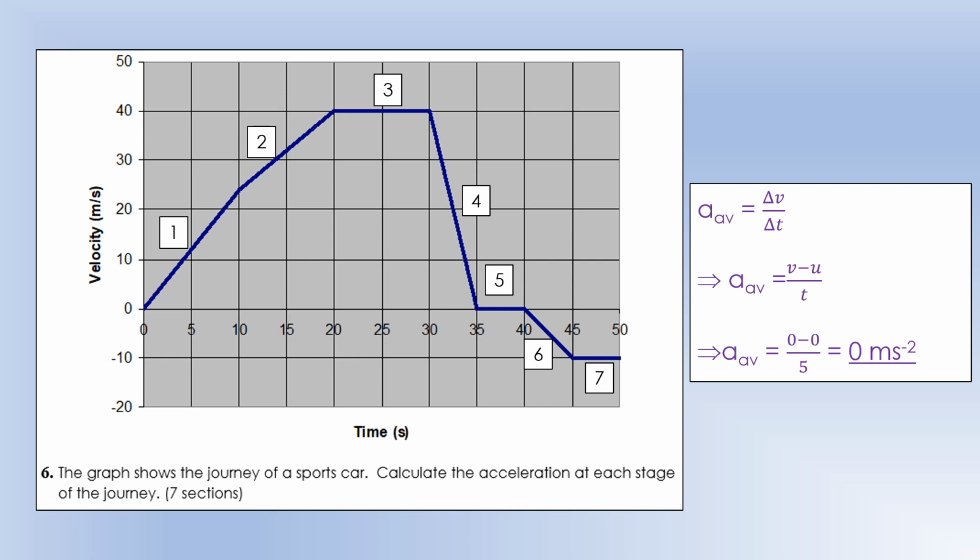The next section we've got another negative acceleration because we've got a negative gradient, but in this section the speed is actually increasing. It's just increasing in the negative direction. We get an acceleration of minus 2 once we put our numbers in, and then finally we've got an acceleration of 0 because the velocity is constant at minus 10.